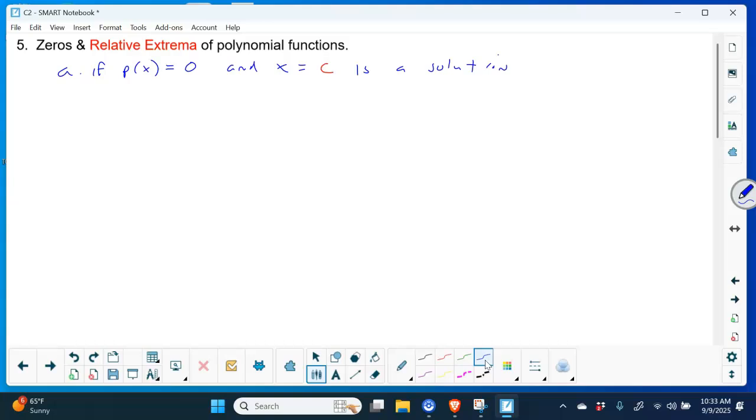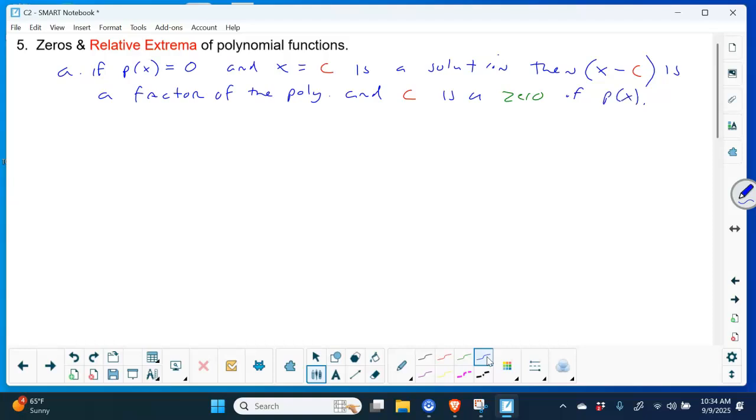So you've got some polynomial that equals 0 and x equals c is a solution, then x minus c is a factor of the polynomial, and c is a 0 of p of x. Okay, that's a lot of words.